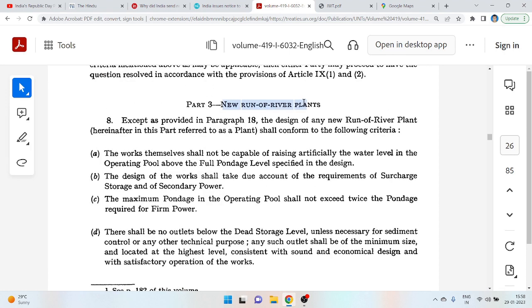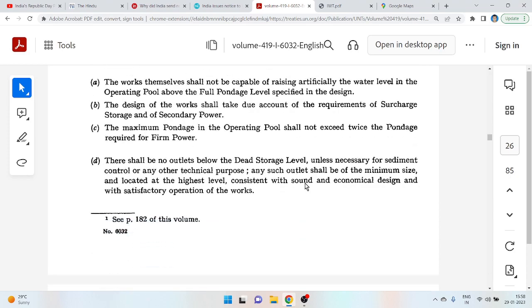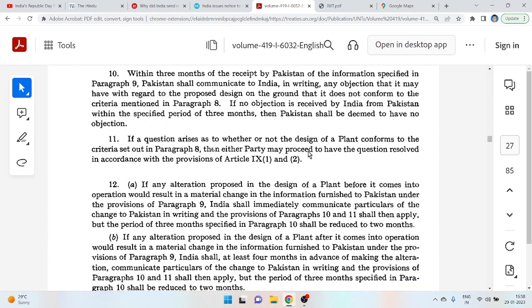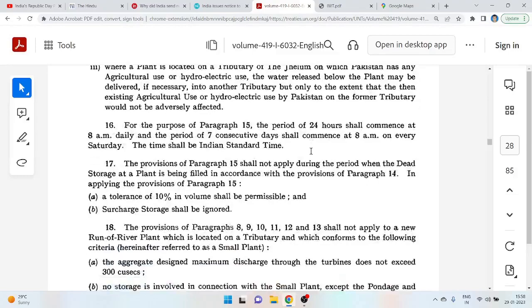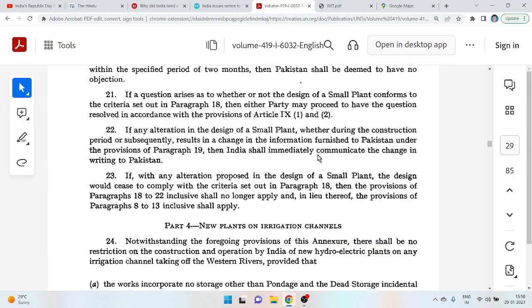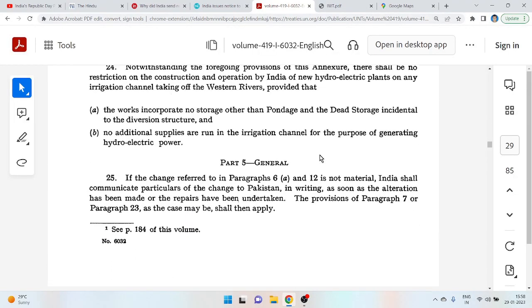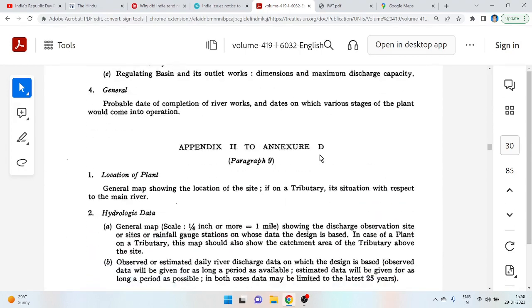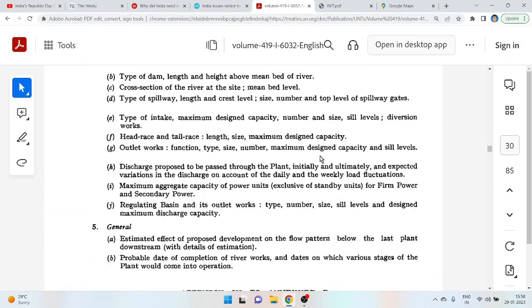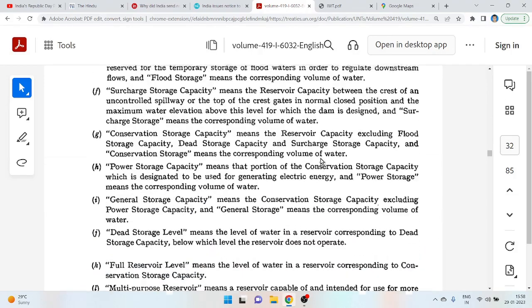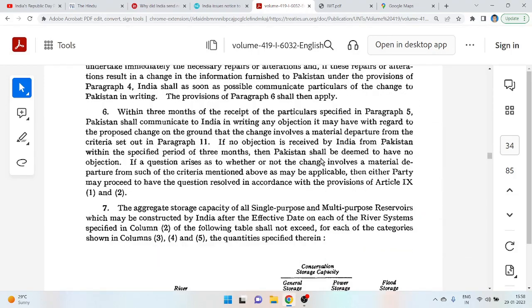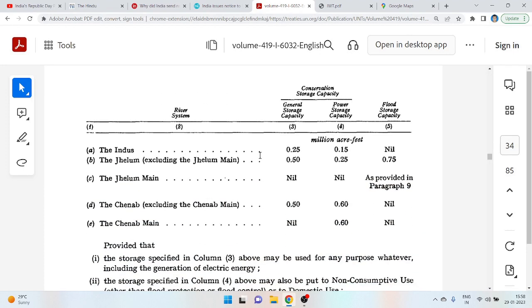Look, new runoff river plant. Except as provided in paragraph 18, the design of any new runoff river plant shall conform to the following criteria. So India can construct a runoff river plant. I have already told you. Come to the capacity, limitation of capacity. Here it is given here.